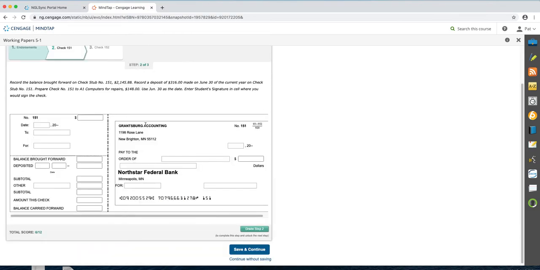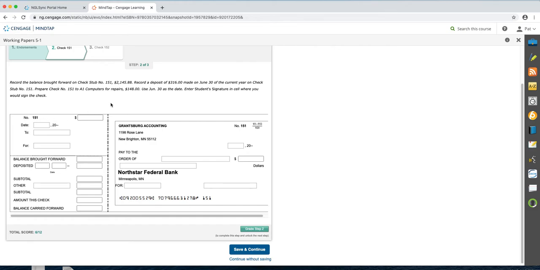Next, then we have these check stubs. All right, so record the balance brought forward. So what they normally tell us to do is we're going to record a check. Looks like we have 2 checks we need to record. I'll do the first one, and then we'll leave the second one for you to do so that we can make the video quicker.